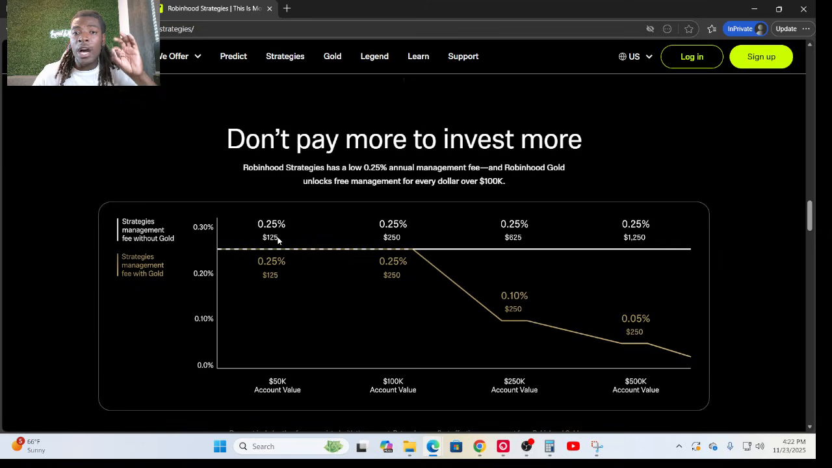You guys are going to pay $125 per year. It's not per month, per year. $100,000 account, you're going to pay $250. $250,000, you're going to pay $625. A $500,000 account, you're going to pay $1,250.